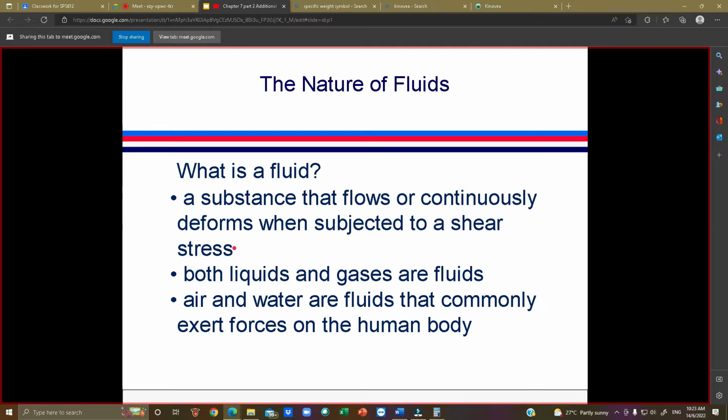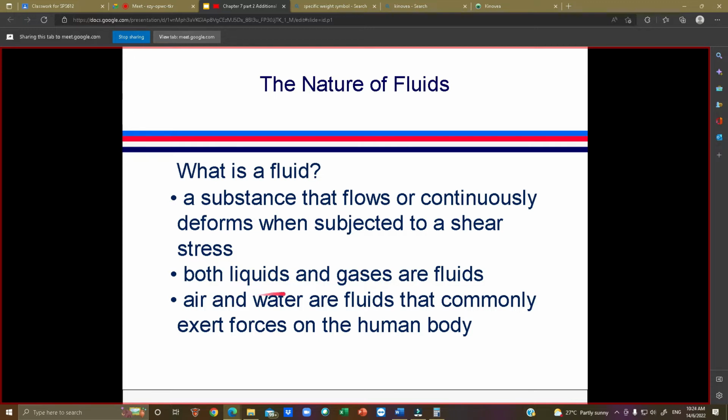Means it can change shape accordingly, to encompass the shape of the container. So if you are in your room, the fluid is in the shape of the room. If you go outside, the fluid is according to the surrounding. Tu fluid, benda yang berubah bentuk, a substance that continuously deforms. So both liquid and gases are fluid with a different density.